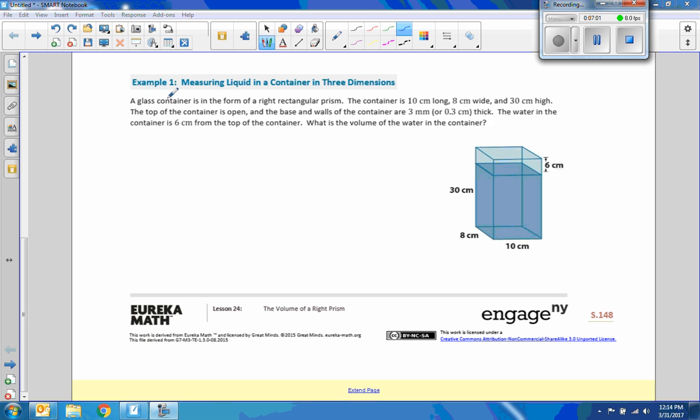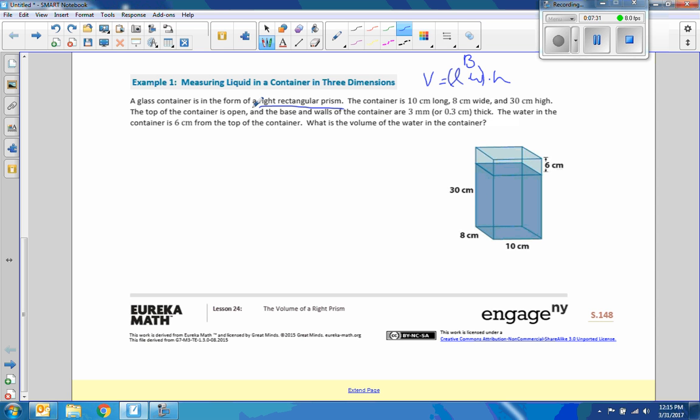So in this one it says a glass container is in the form of a right rectangular prism. So there it is. Volume equals length times width times height. There is my volume formula. And when I say length times width, that is my capital B, so it's capital B base area times height. The container is 10 centimeters long, 8 centimeters wide, 30 centimeters high.